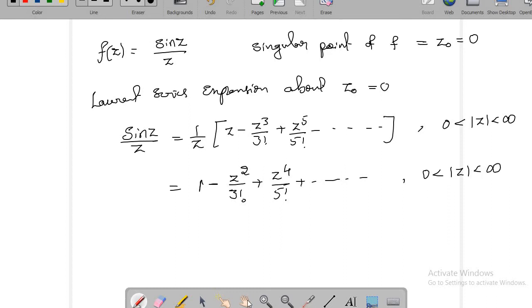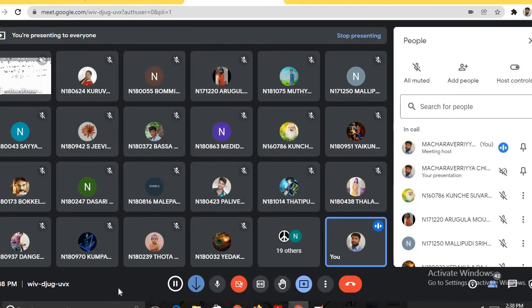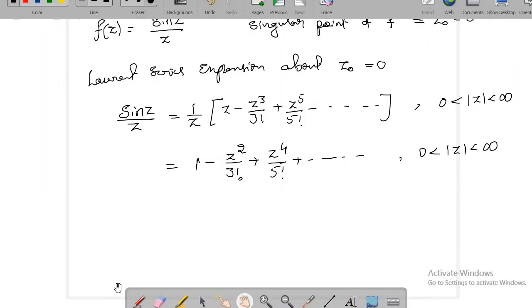So do you find any principal part in this expansion? Is there a principal part? It means, are there some terms which involve 1 by Z, 1 by Z square, something like that? No, sir. So there are no terms which look like 1 by Z, 1 by Z square and so on. Therefore there is no principal part here. Therefore, what kind of singularity is this?